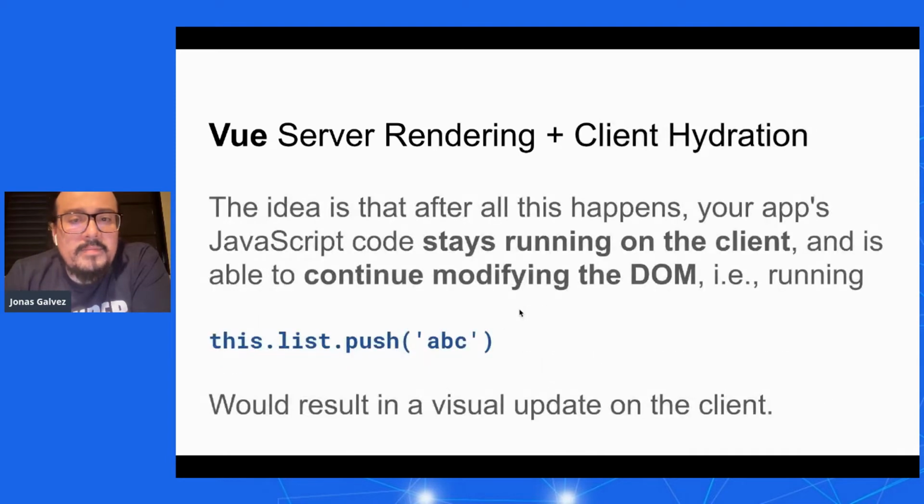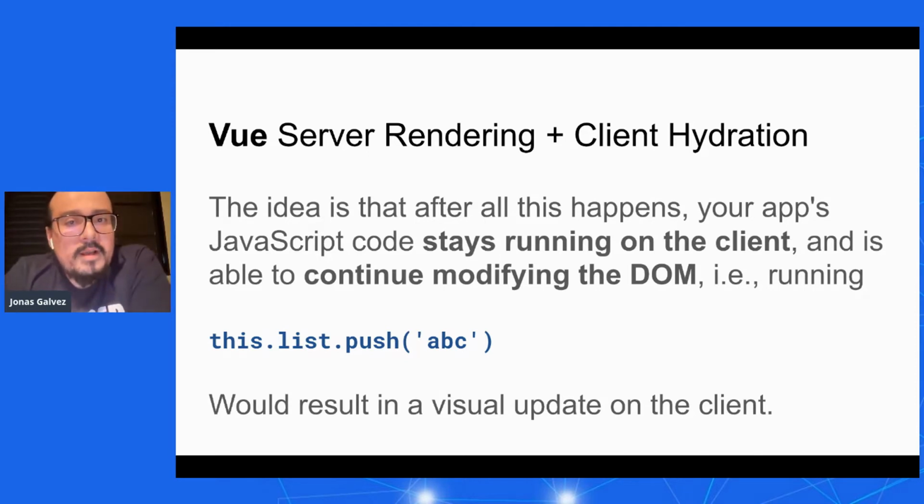The idea here is that once all this happens, your JavaScript code stays running on the client and is able to continue modifying the DOM. So once you do that rendering on the server, you load your app and mount it with the pre-rendered markup, and if you want to keep running it as a single page application, you can. If you change the list of that component, it would result in a visual update on the client.